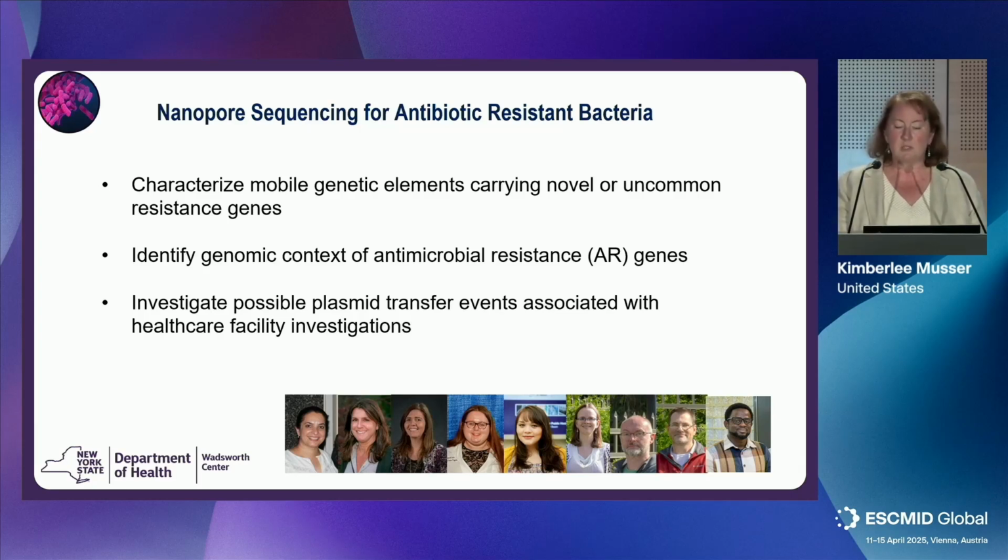So we're of course interested in characterizing mobile genetic elements that carry novel or uncommon resistance genes. And we've been able to identify some that were novel to us in the US and to our region that were helpful for investigations. And then the genomic context of those genes, whether they are on the chromosome or on plasmids, to really help us apply those and reducing transmission in our healthcare facilities. And then we have done some investigations on the possible plasmid transfer events associated with healthcare facility investigations.